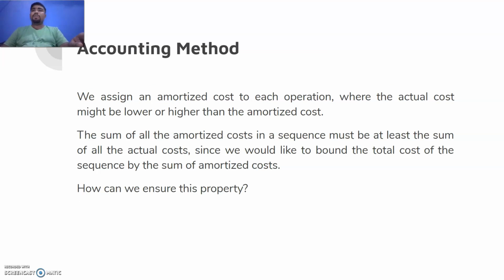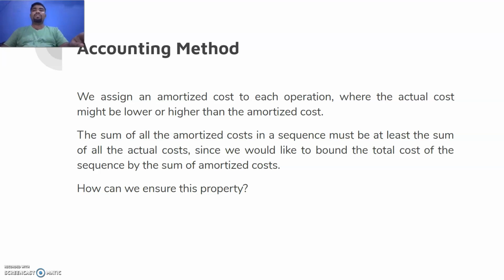We assign an amortized cost to each operation, where the actual cost might be lower or higher than the amortized cost. The sum of all the amortized costs in a sequence must be at least the sum of all the actual costs, since we would like to bound the total cost of the sequence by the sum of amortized costs. How do we ensure this property? There might be some actual cost associated with an operation, but let's have some other cost charged. This other cost that is charged, we call the amortized cost. It could be greater than the actual cost, or even lesser.